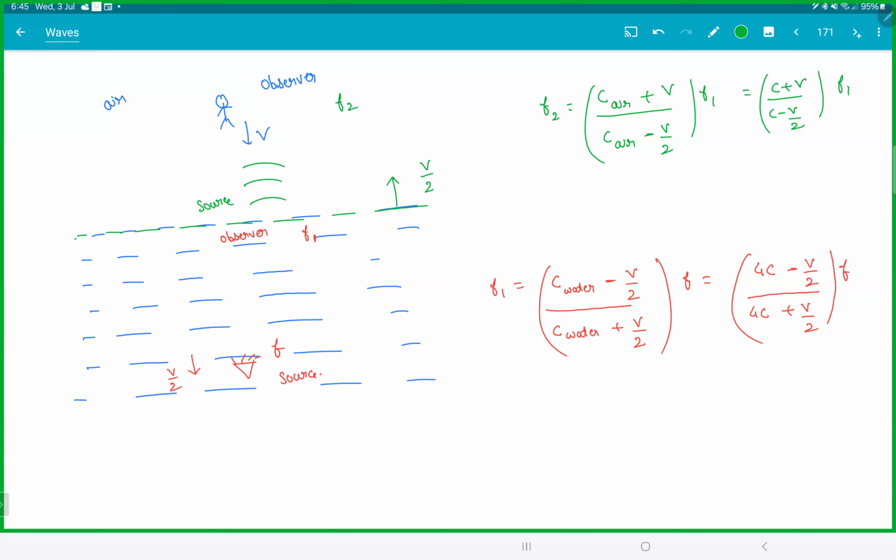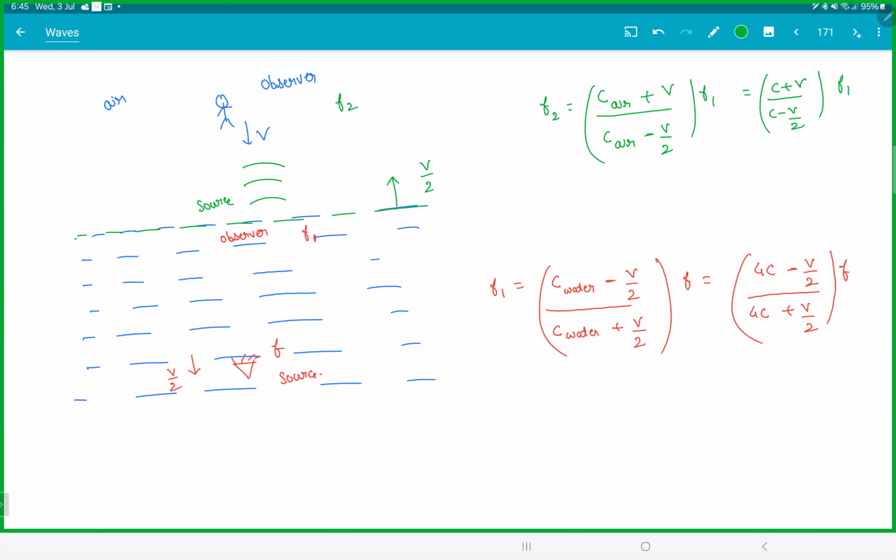All clear with this? Any doubts on this? Neil, clear? Maulika? Got this? Udayan? Sure? Yeah. Adrit? Ali? Anika?